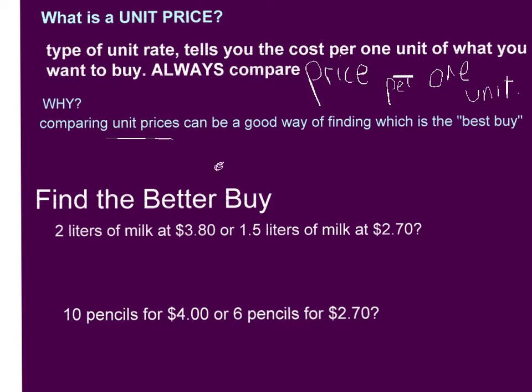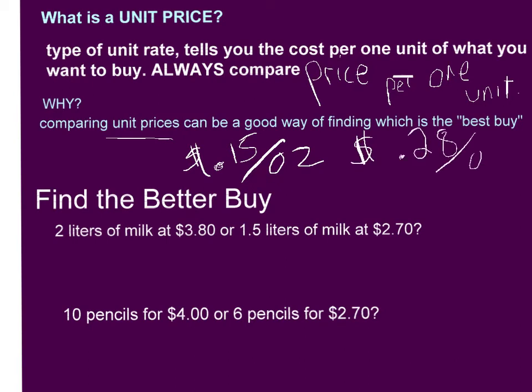If I know that one item is 15 cents per ounce, and I know the other item is 28 cents per ounce, then I'm going to go with the cheaper one, the 15 cent per ounce. But it might not be that easy to see if you don't know how much 1 ounce is. Once we find out what 1 ounce is, well, then we can compare them. A good example is right here. Find the better buy. We have 2 liters of milk for $3.80, or 1.5 liters of milk for $2.70.